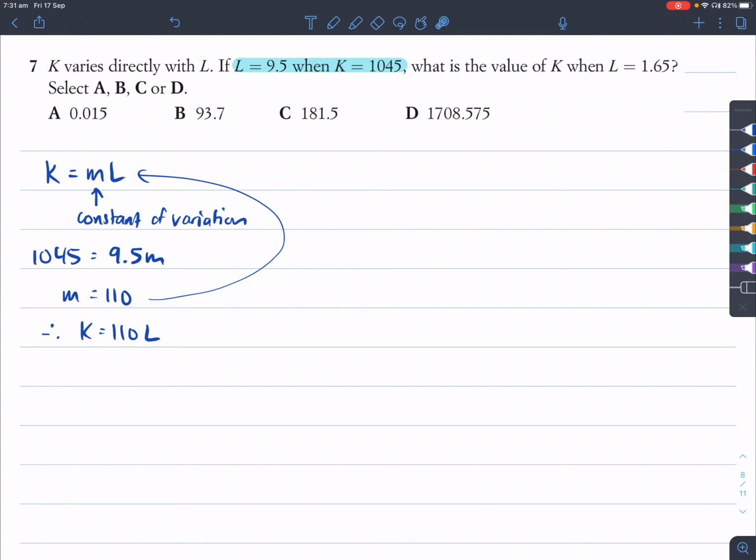And we're trying to find out the value of K when L is 1.65. So if L is 1.65, then what is K? Let's put it in our calculators and we get K as 181.5, which is the value for answer C.